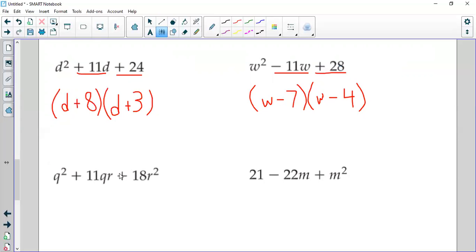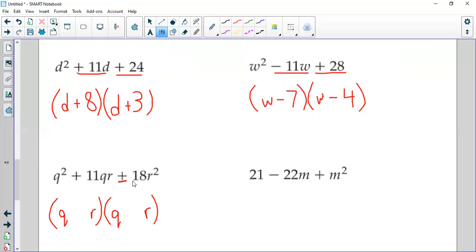Here's an example where I have an a value, or an a is 1. I have a q squared, but now I have an r squared back here also. That means if you remember we did some of these FOILs, my parentheses aren't going to just have one variable. They're going to have two variables. I'm going to have a q and a q to make my q squared, but I need to make an r squared also. So that means that my lasts are both going to have an r.